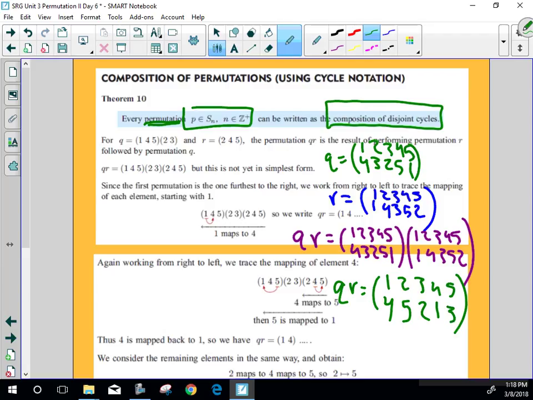If we write this as a cycle, it's going to go 1, 4, and then 4 goes back to 1 again. So this is just going to be 1, 4 as a cycle. Doing okay? And then it's going to go 2, 5, 3, and back to 2. So that's what my result cycle should be.